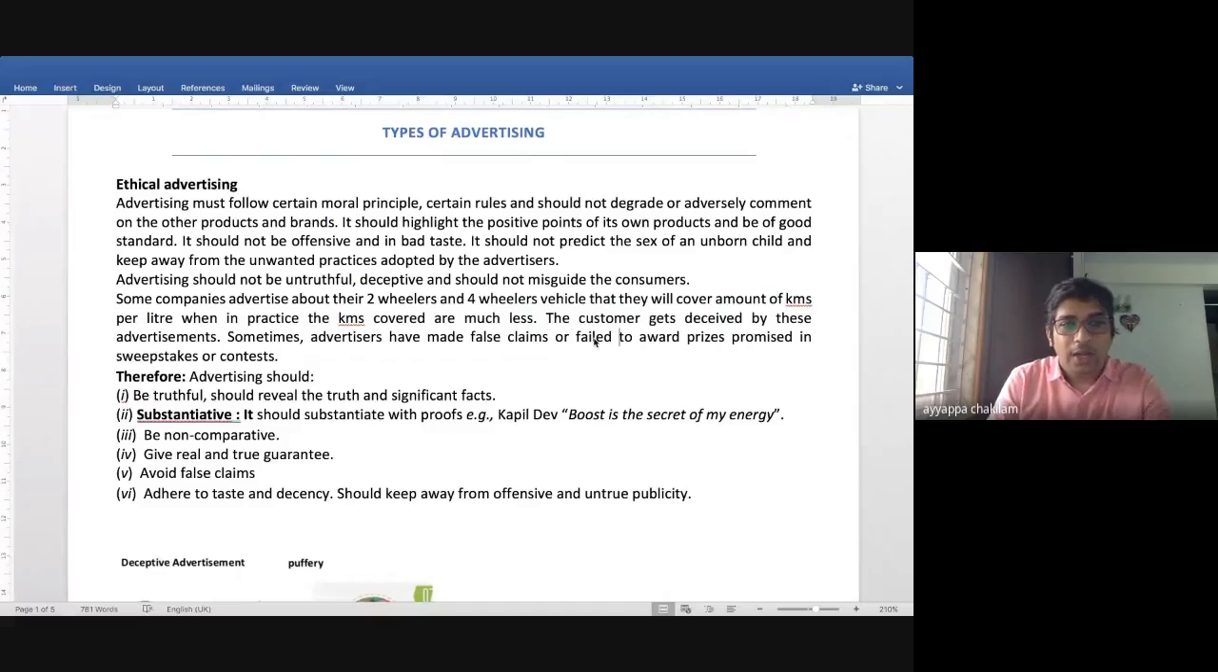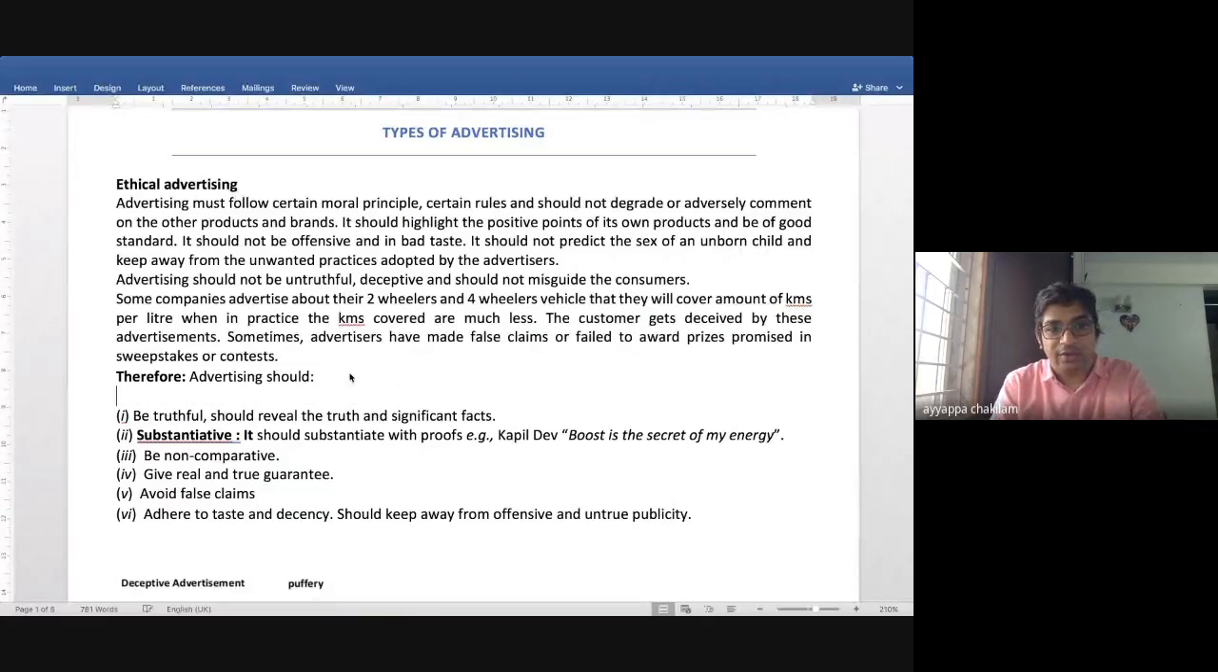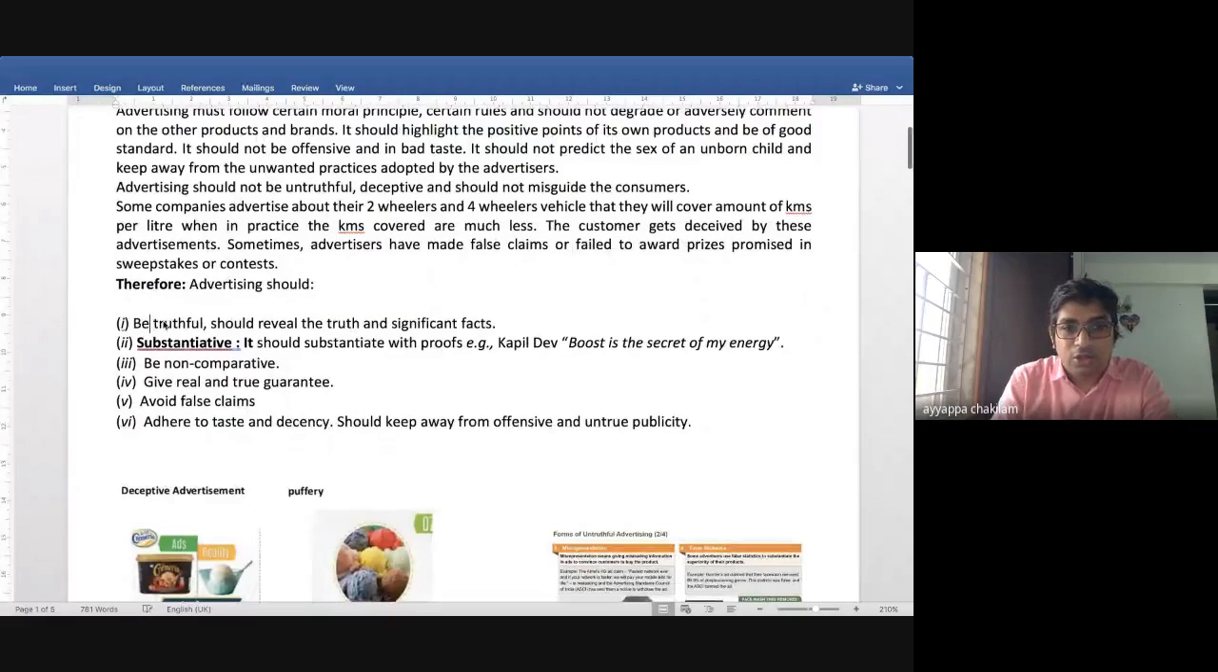So what should ethical advertising have? It should be truthful, should reveal the truth and significant facts. It should tell only the truth that is there. Substantiative: it should substantiate with proofs. Example: Kapil Dev says, "Boost, the secret of my energy." Kapil Dev is gone now. So many have changed. Right now it is Virat Kohli.